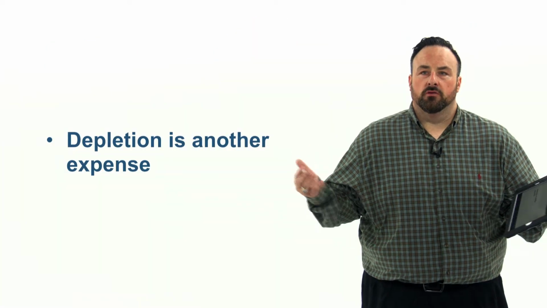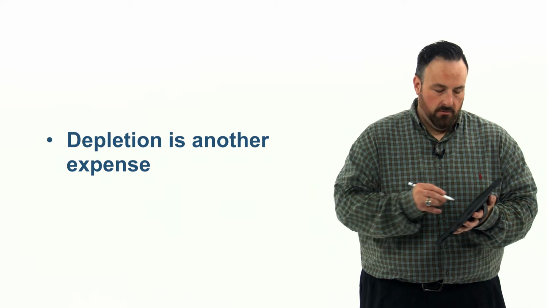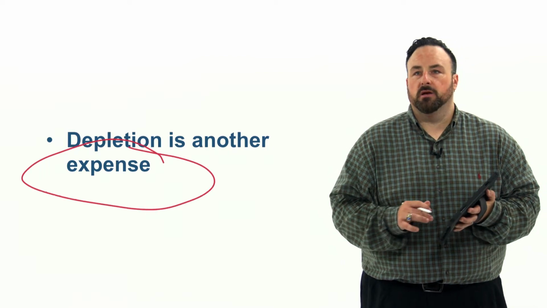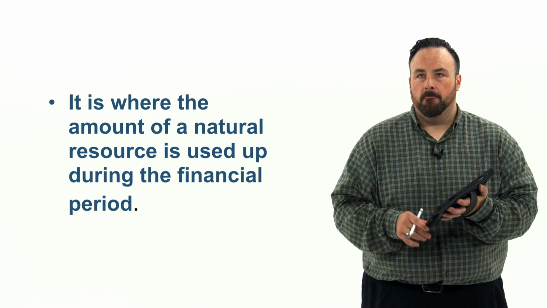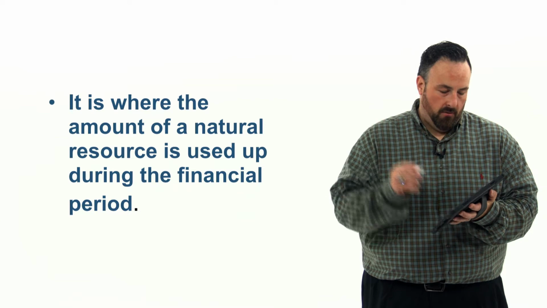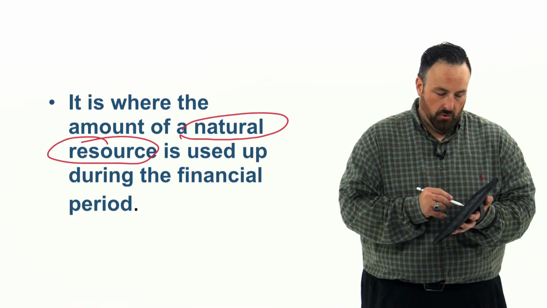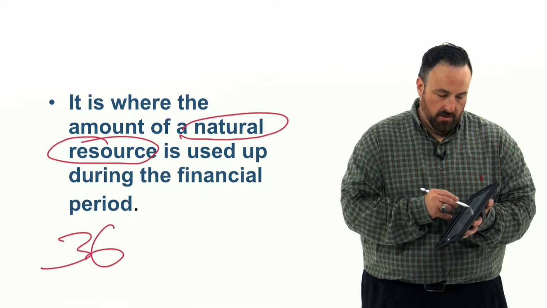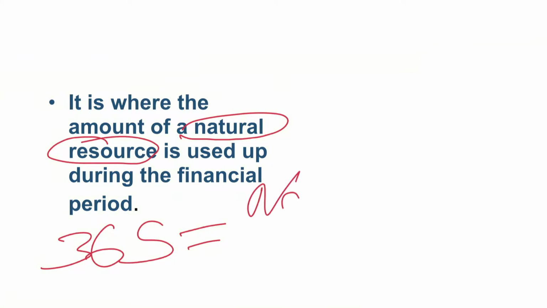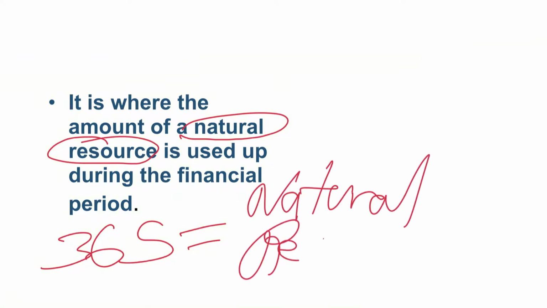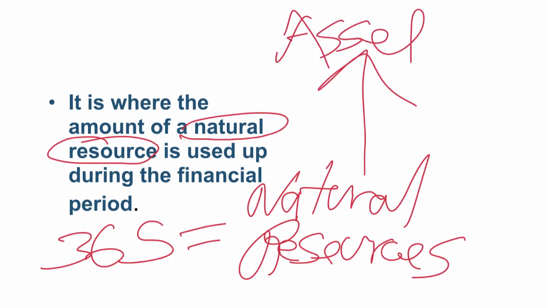Okay, another similarity, as you can only imagine. Depletion is 100% another type of expense, hence you're taking a loss on something. It's where, and this is where it contrasts, a natural resource is used up during the financial period. So within that year, if we're talking about natural resources, because many businesses do use them, not all, but many, when you deplete them, that's when it's all used up. So the type of asset we're talking about is a natural resource, and it's all used up.